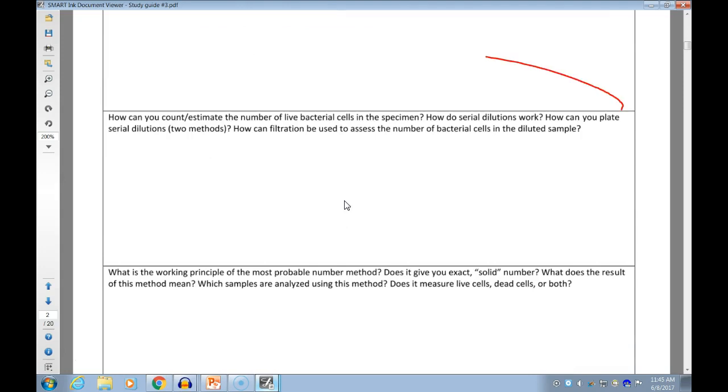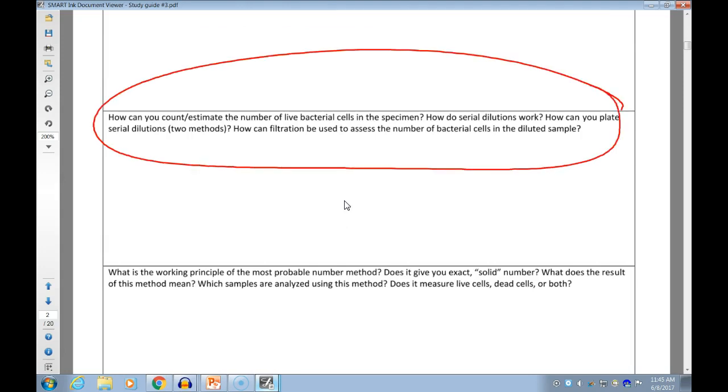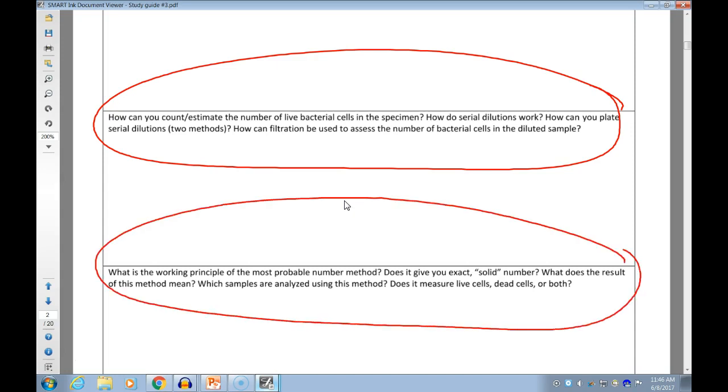So this, serial dilutions, okay? The idea of filtration, that it retains the bacterial cells on the filter so you can concentrate them. Most probable number, we talked about it. It does not give you the solid number, it gives you the probability. Okay? Measures live cells. So answer those questions.